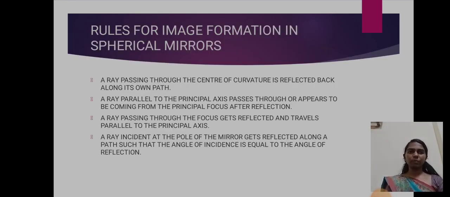Rules for image formation in spherical mirrors. A ray passing through the center of curvature is reflected back along its own path. A ray parallel to the principal axis passes through or appears to be coming from the principal focus after reflection. A ray passing through the focus gets reflected and travels parallel to the principal axis. A ray incident at the pole of the mirror gets reflected along a path such that the angle of incidence is equal to the angle of reflection.